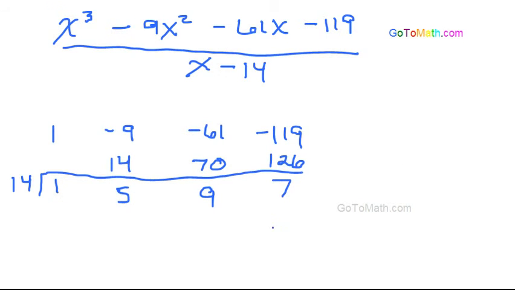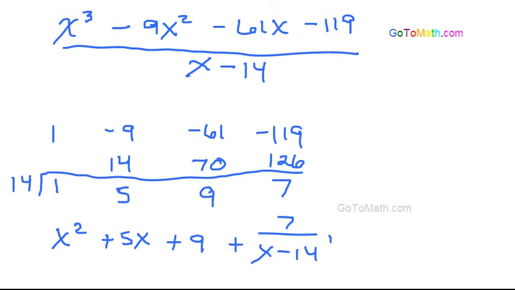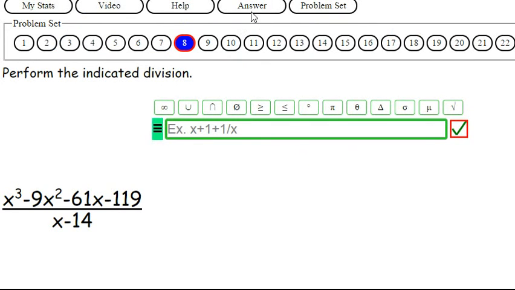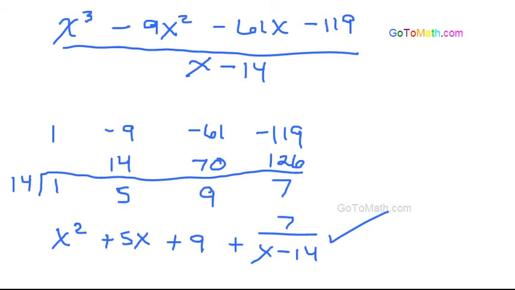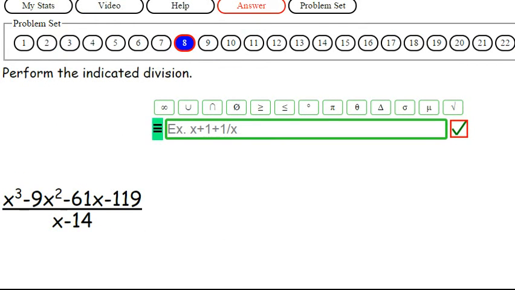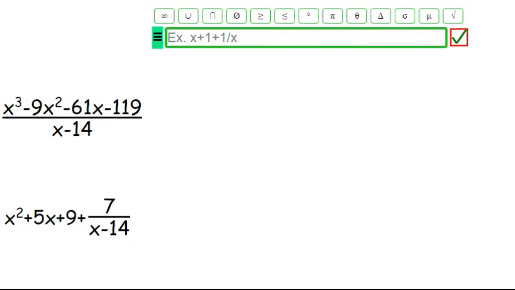Okay, so we have an x cubed. We'll reduce that by 1. So we have 1 times x squared plus 5x plus 9 and plus 7 over x minus 14. You should have gotten that before I did at this point. x squared plus 5x plus 9, 7 over x minus 14. Make sure that's correct.